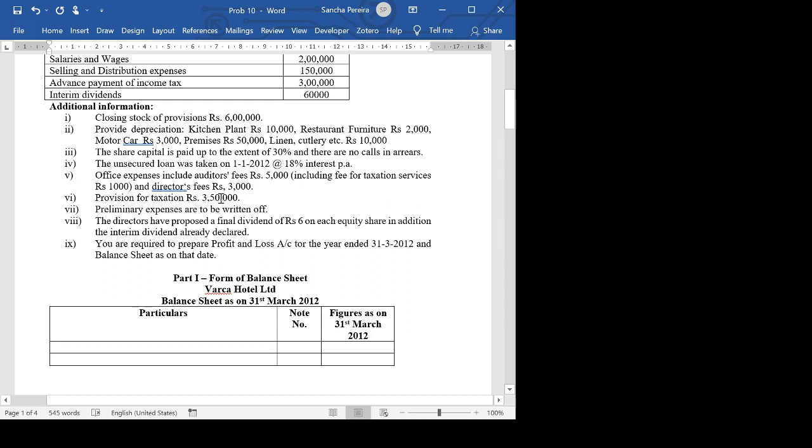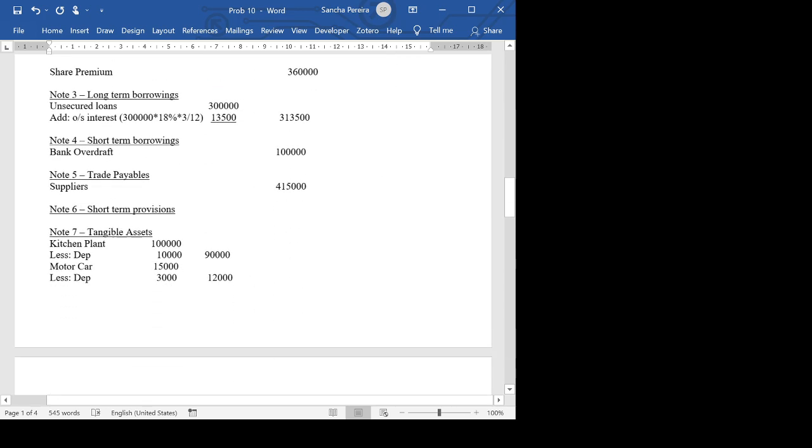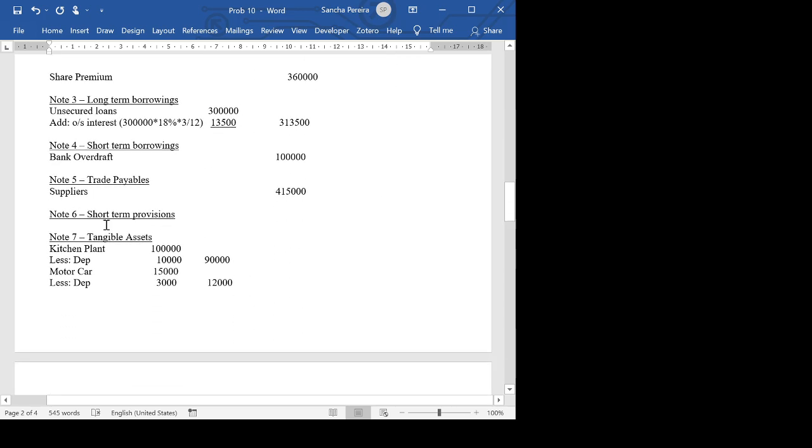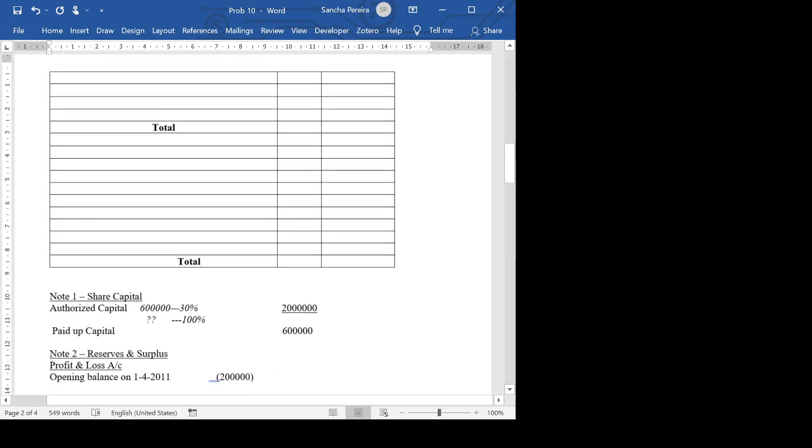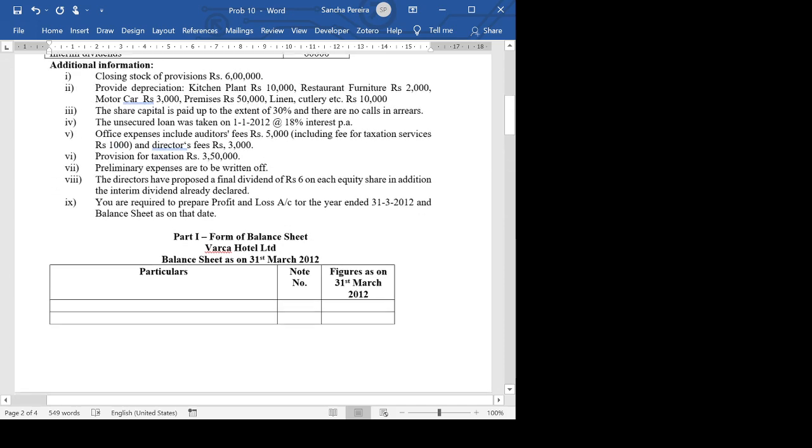Now, provision for taxation 3,50,000. One effect of this is on the profit and loss account. We have not yet done it, but when we do it, we'll take it there. The second effect comes directly in the short-term provisions here. Provision for taxation 3,50,000. And we also have another item here which would be proposed dividend. We've still not calculated that. We have to calculate that.